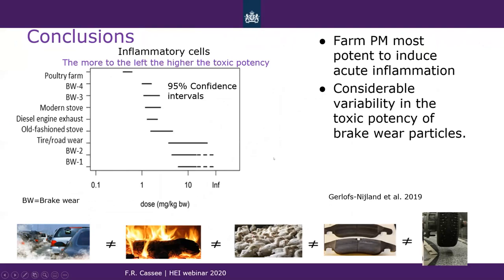So this is an interesting observation that although we thought that material from farms would not be that potent, in this case we saw that it was a particularly strong inducer of inflammatory responses in the lung. And that there is still variability in brake pads in terms of their toxicity. Some are very potent and some are less potent when you test them in vivo. Overall, the conclusion is you can see differences in toxic potency between them from various sources.